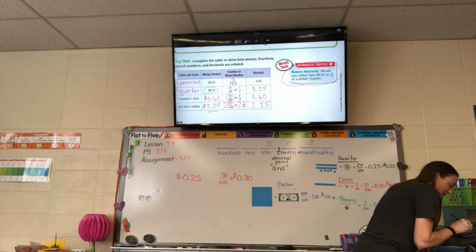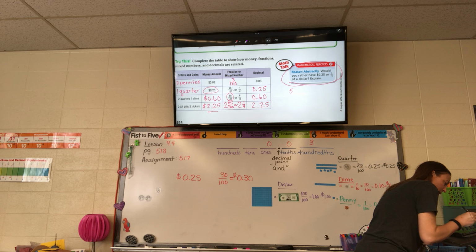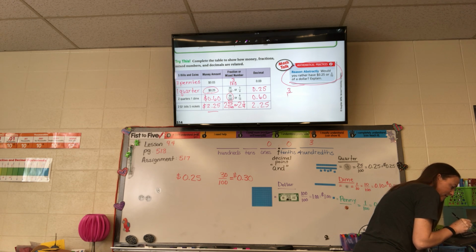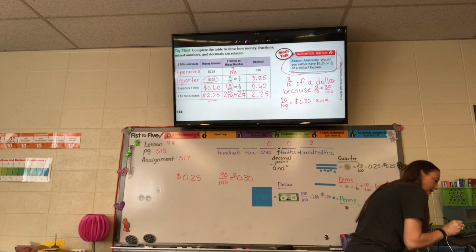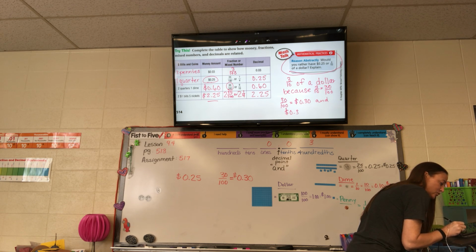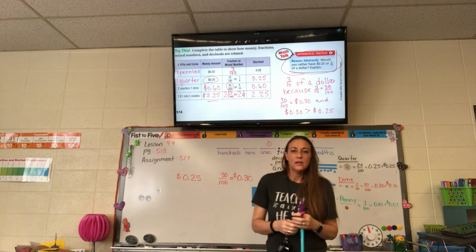All right. So we'll write under here 3/10 of a dollar because 3/10 equals 30 hundredths. 30 hundredths equals 30 cents. And make sure this is showing up. And 30 cents is greater than 25 cents. Okay. All right. One more page.